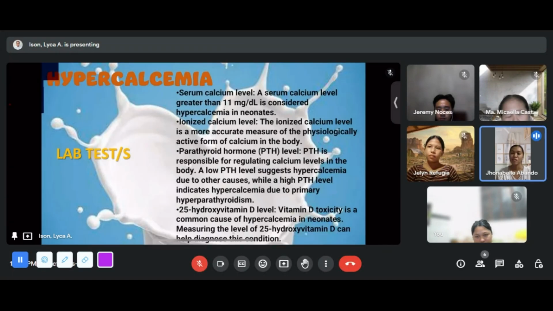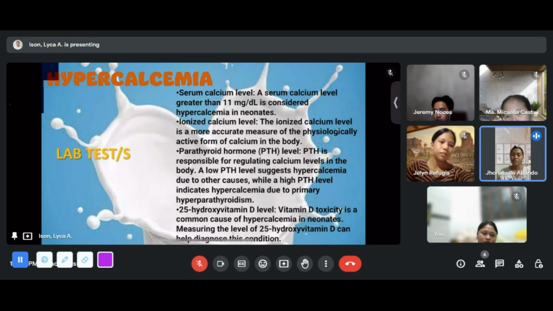So, sa lab test, meron tayong serum calcium level. So, ang normal level ng lab test na ito is 8.5 hanggang 10.2 milligrams per deciliter. So, pag ang serum calcium level is greater than 11, it is considered a hypercalcemia.